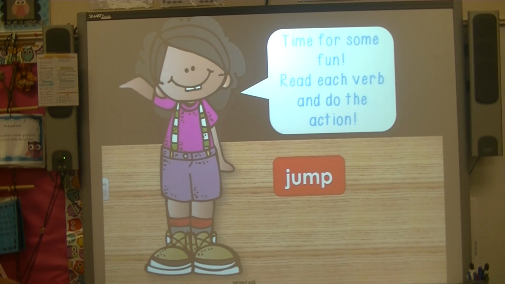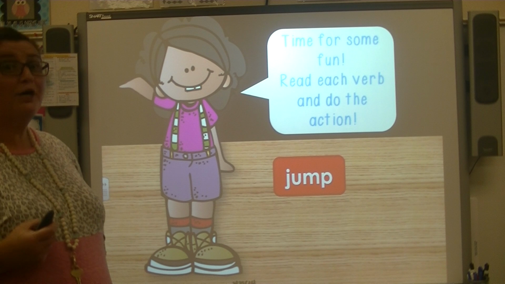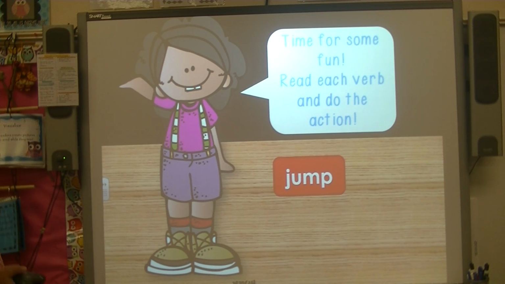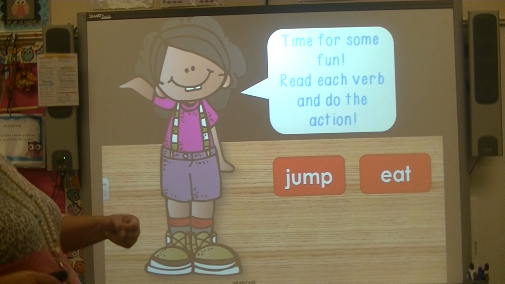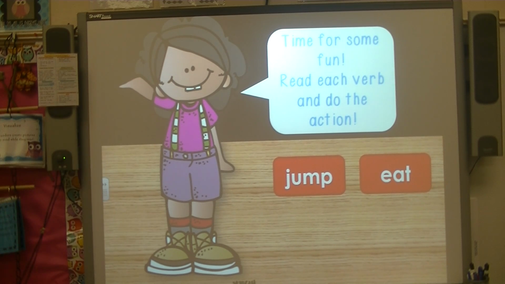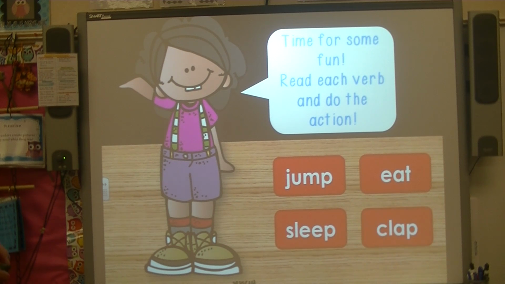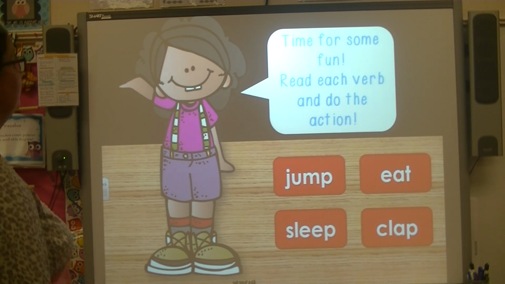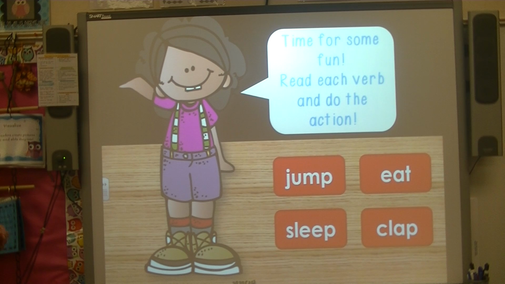All right, boys and girls, what word? Jump. Can you jump at home? What word? Yes, eat. Pretend to eat. What word? Yes, sleep. What word? Yes, clap. Those are verbs, action words. They're part of the predicate, something you can do.